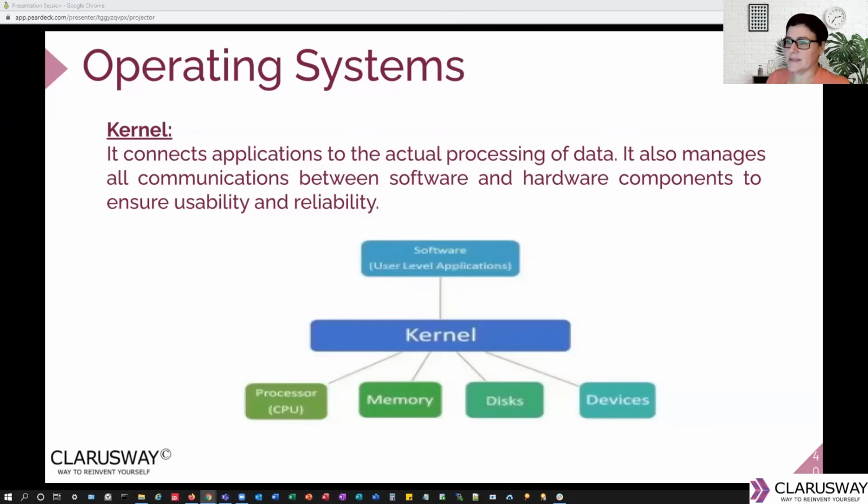Again, it is itself software, right? So the operating system is software, applications are software, but the kernel software has a specific purpose, to manage the system input, communication, that sort of thing. Okay.